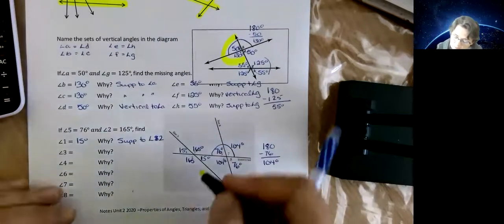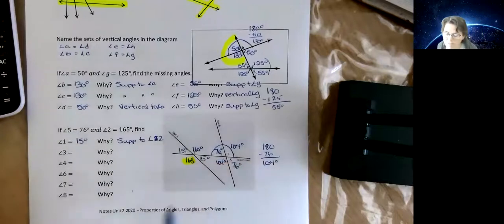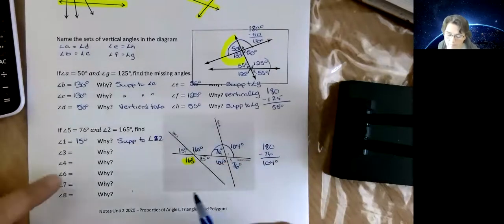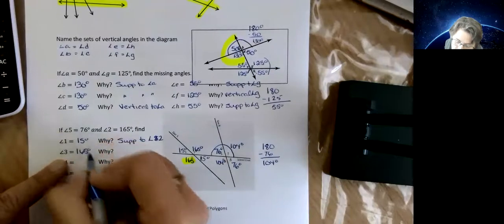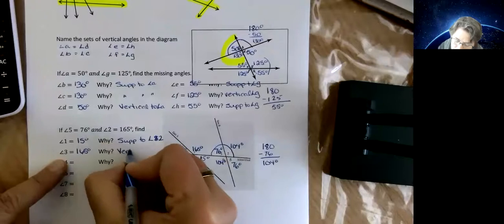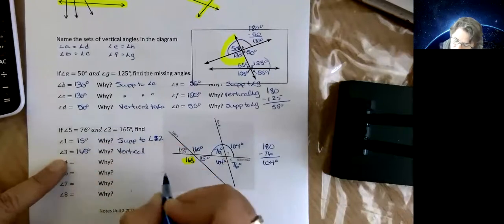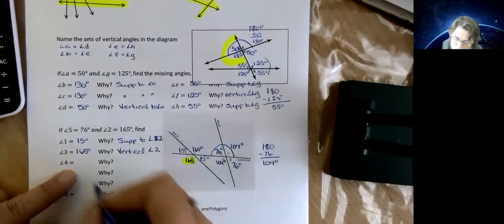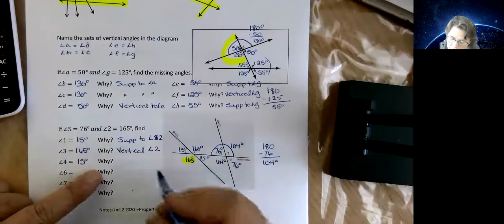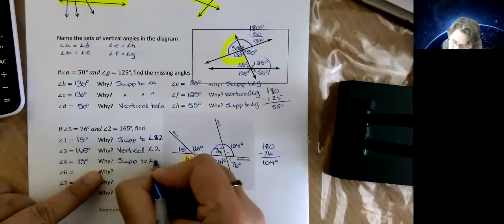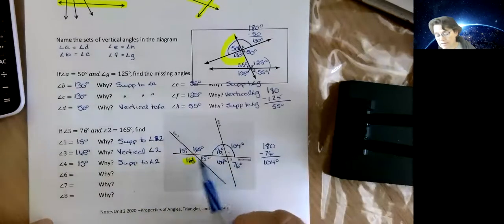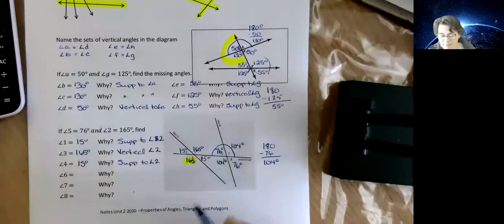I'm actually going to highlight this is the one that I was given, so I'm going to try and reference back to that all the time. Angle 3 is vertical to angle 2. Angle 4 is 15 degrees, and it is supplementary to 2. It is also a vertical angle to angle 1, and if you said that, I'd accept it too.